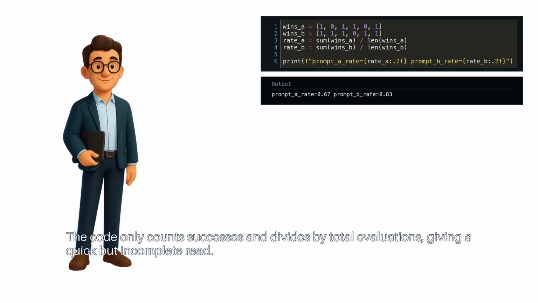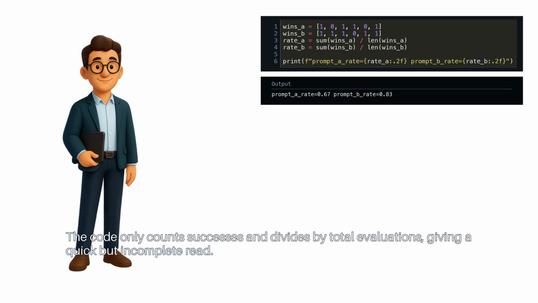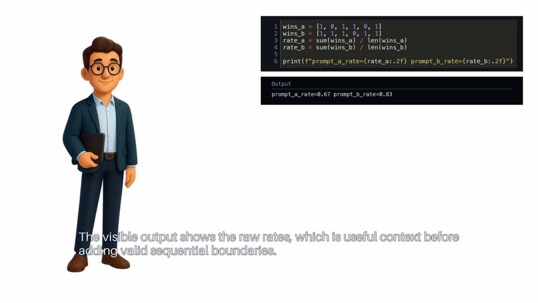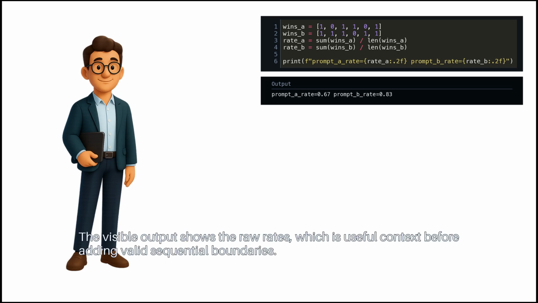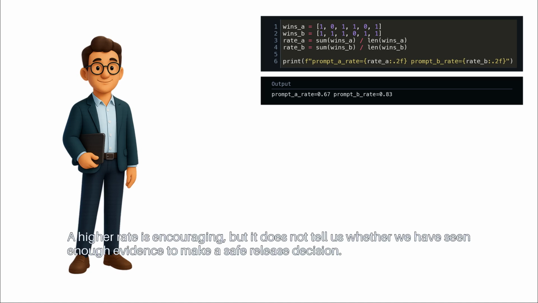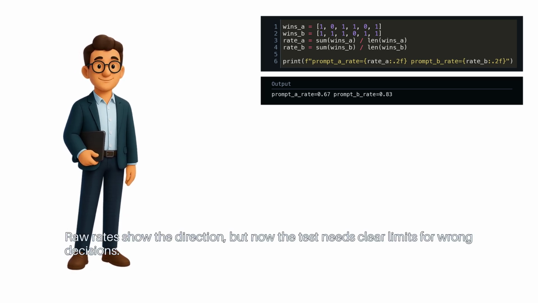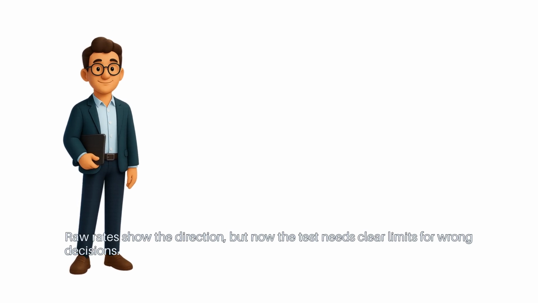The code only counts successes and divides by total evaluations, giving a quick but incomplete read. The visible output shows the raw rates, which is useful context before adding valid sequential boundaries. A higher rate is encouraging, but it does not tell us whether we have seen enough evidence to make a safe release decision. Raw rates show the direction, but now the test needs clear limits for wrong decisions.